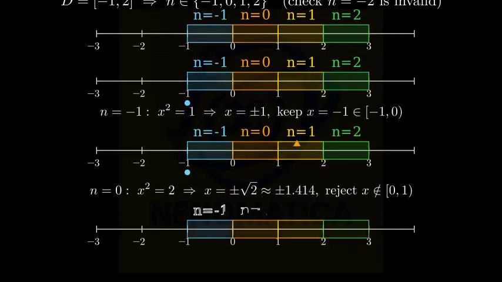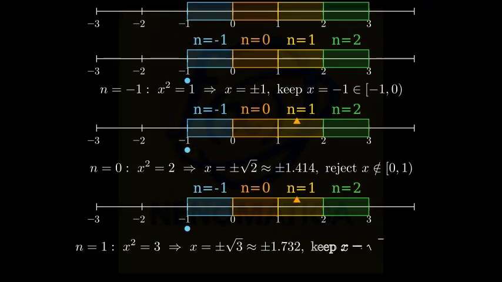Case n equals 1. The interval is from 1 up to 2. Substituting n equals 1, we get x squared equals 3, so x equals plus or minus square root of 3, about 1.732. The positive root lies inside the interval, so x equals square root of 3 is accepted.